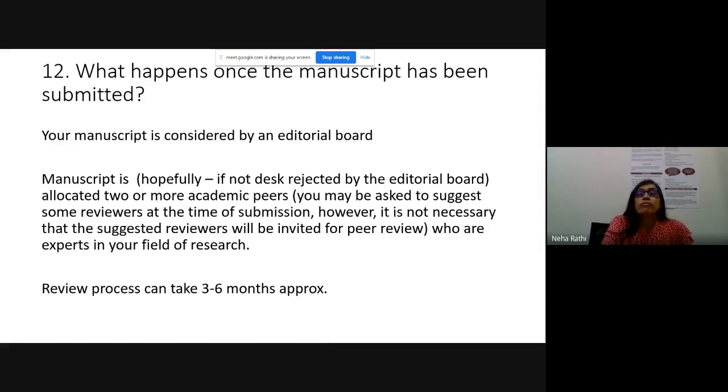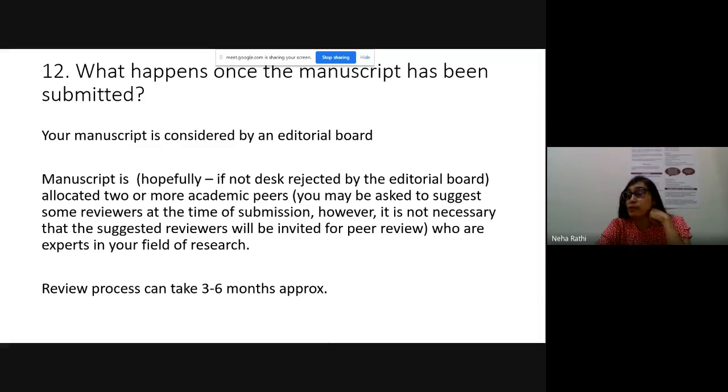What happens once the manuscript has been submitted? So you've burned the midnight oil, and so much blood and sweat has gone into this manuscript. So what's the outcome? Of course, your manuscript is submitted and it's considered by the editorial board. The editorial board consists of the editor-in-chief, deputy editors, associate editors, and editors. Anybody can view your article, anyone.